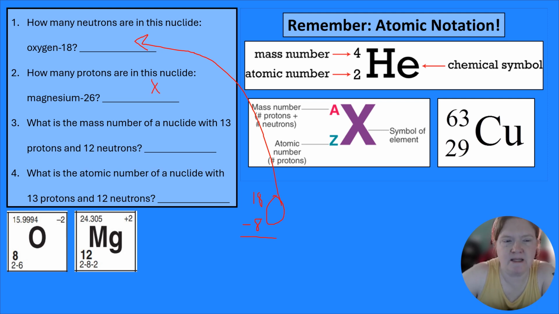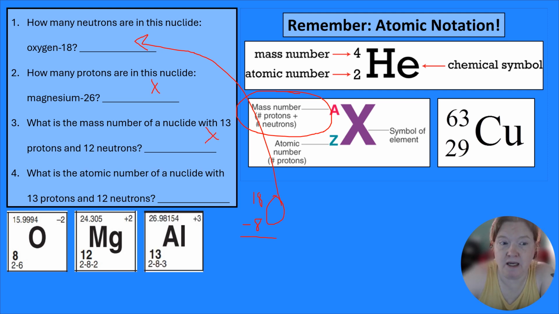Now, the next one, what is the mass number of a nuclide with 13 protons and 12 neutrons? Remember, that mass number is the number of protons plus the number of neutrons. So if I know how many protons and I know how many neutrons, what do you think I do? Yep, I add them together, and that gives me the answer that goes here. Now, just as an aside, that element is going to be here. Why? Because look, it has this many protons.